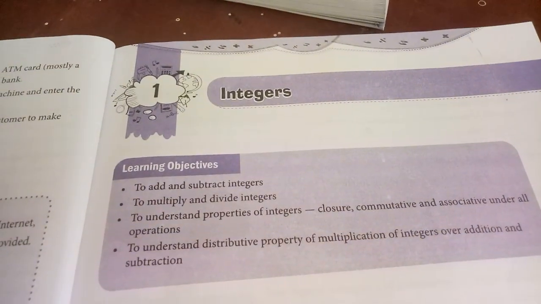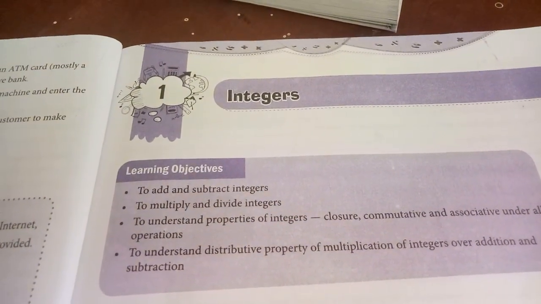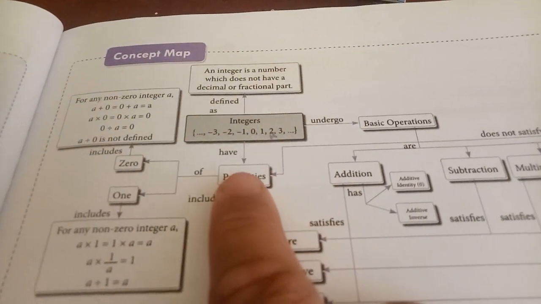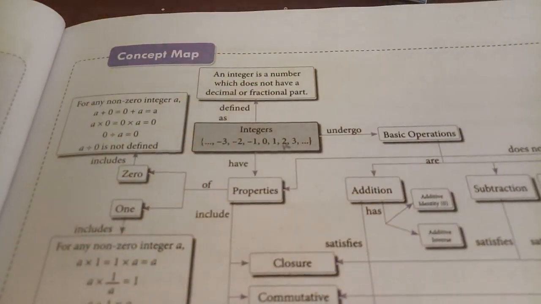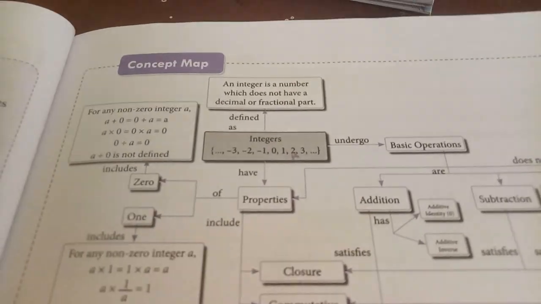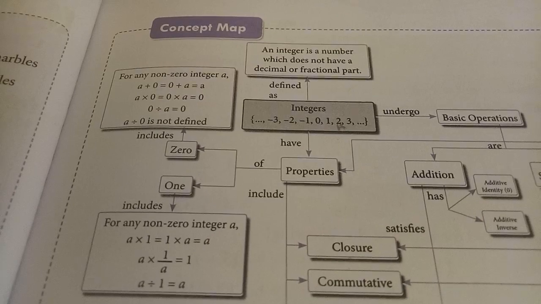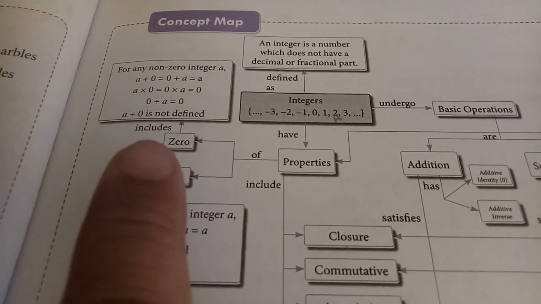Class 7th Math, Chapter 1: Integers. All positive and negative values form integers, which do not have a decimal or fraction part. For any non-zero integer a: a plus 0 equals a, 0 plus a equals a, a multiplied by 0 equals 0, and 0 multiplied by a equals 0. a divided by 0 is not defined.